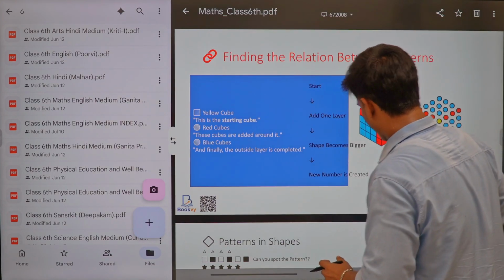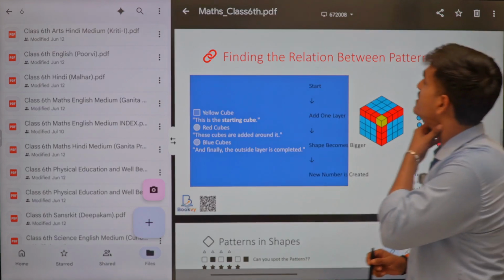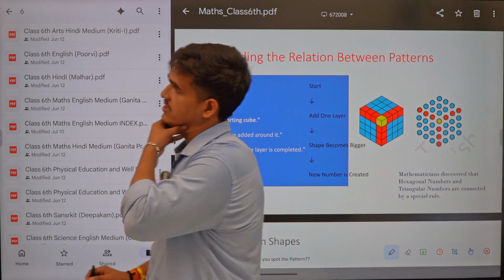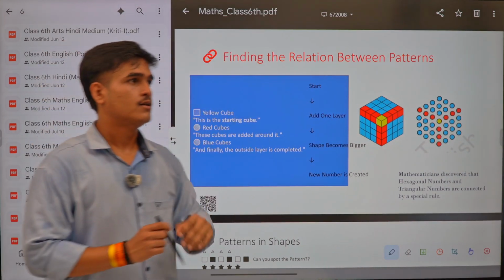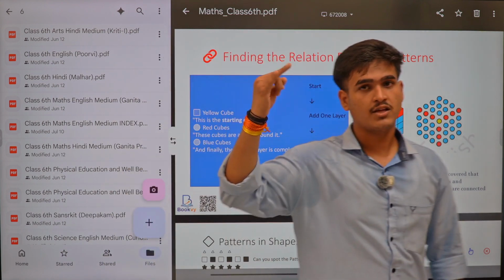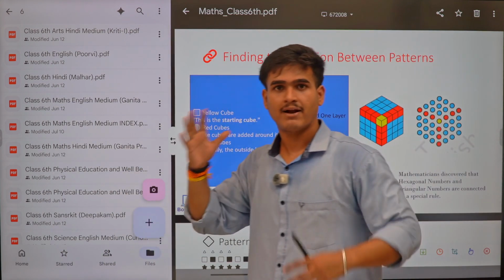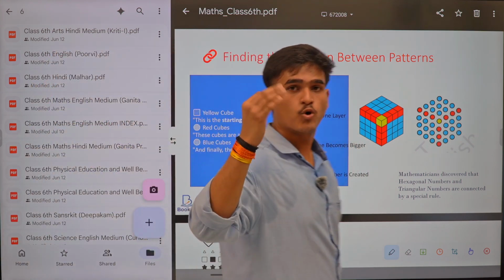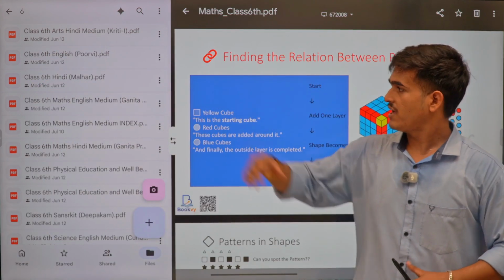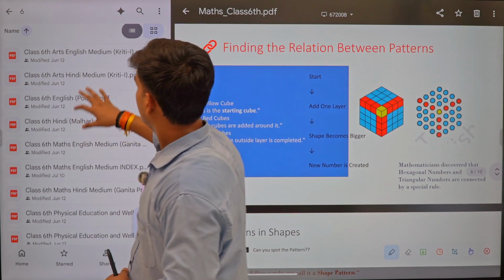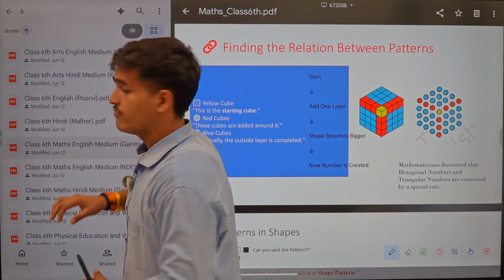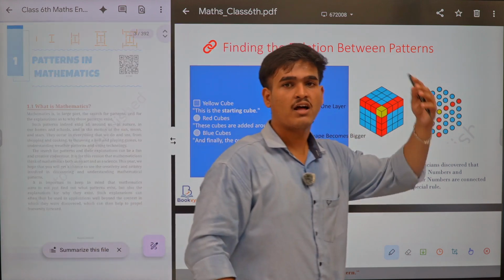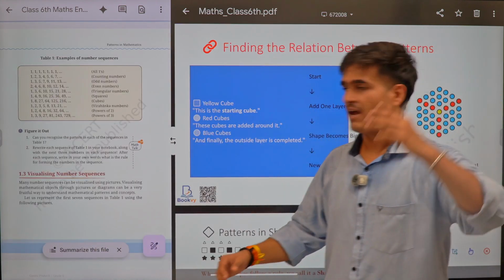So then what is the next thing? Finding the relation between patterns. Sir, we know what a pattern is. We have discussed the use of patterns in our mathematician life. We have explored all the number theories. We have learned square, cube, Fibonacci, number theory, and many more things, right?